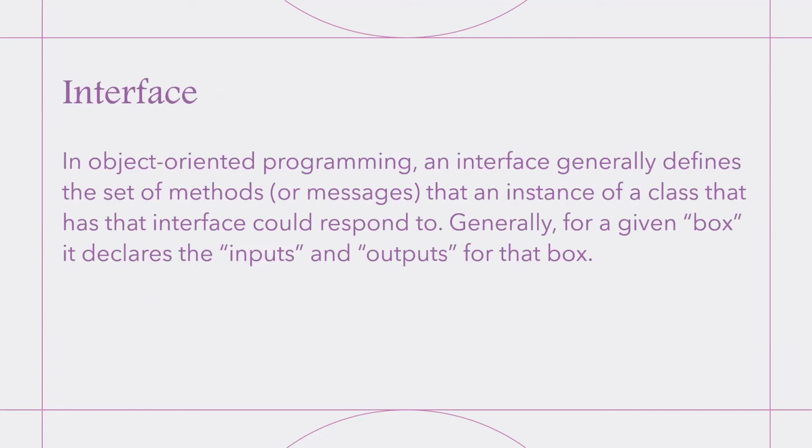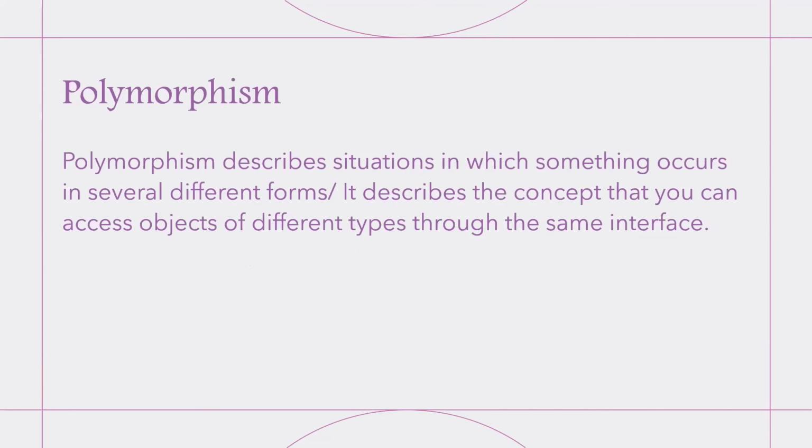The interface. In object-oriented programming, an interface generally defines a set of methods or messages that an instance of a class that has the interface could respond to. Generally, for a given box, it declares the inputs and outputs for that box. Polymorphism describes situations in which something can occur in several different forms, and it also describes the concept that you can access objects of different types through the same interface.